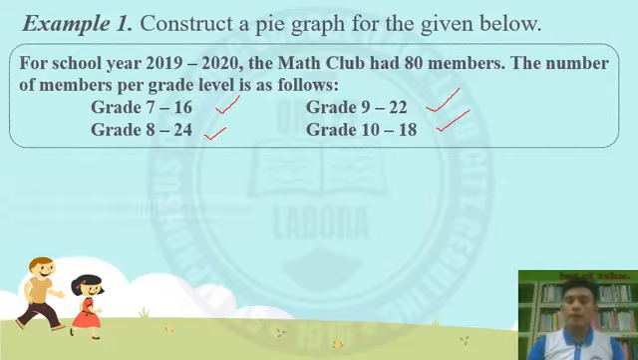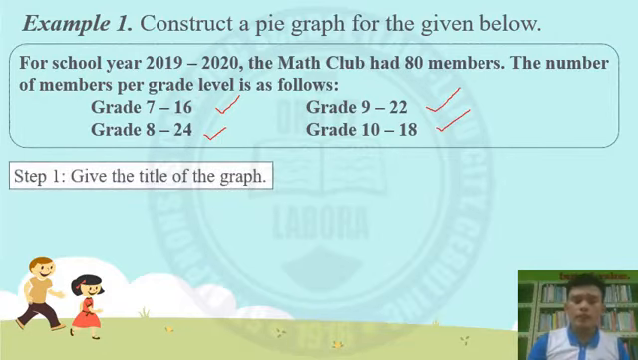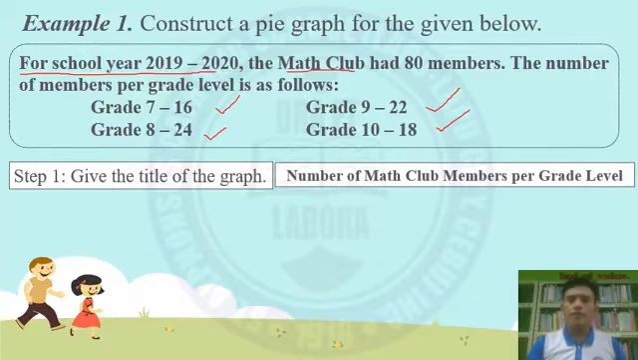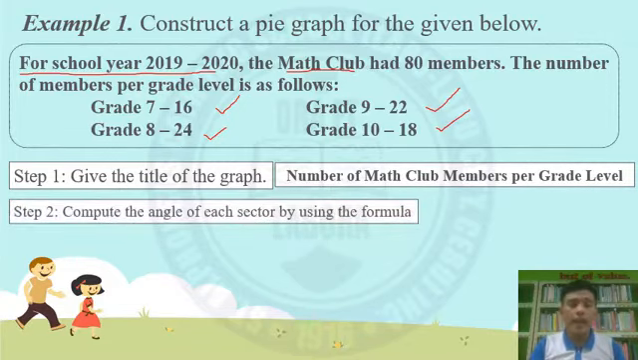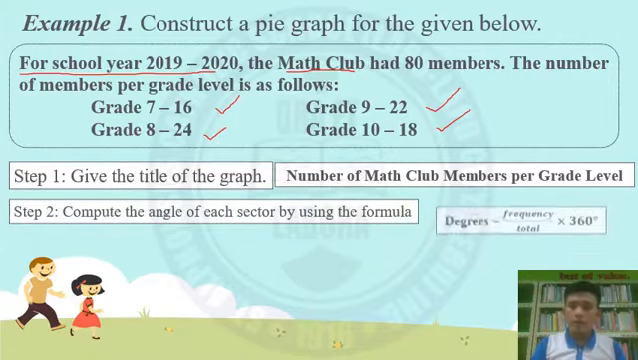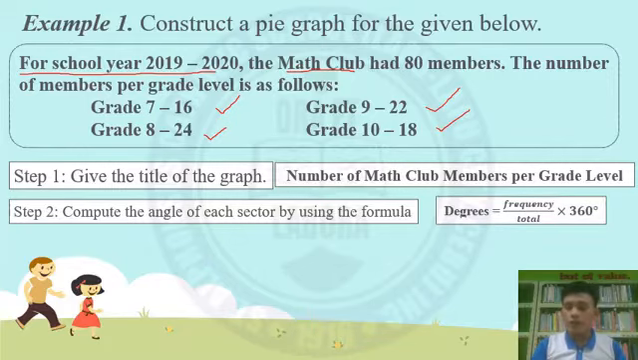So, how to make a pie graph? Step 1. Give the title of the graph. You can see in the problem, for school year 2019, Math Club. So the number of Math Club members per grade level will be the title of our graph. Next one, compute the angle of each sector with this formula: frequency over total times 360. So 16, 24, 22, and 18 are the frequencies.